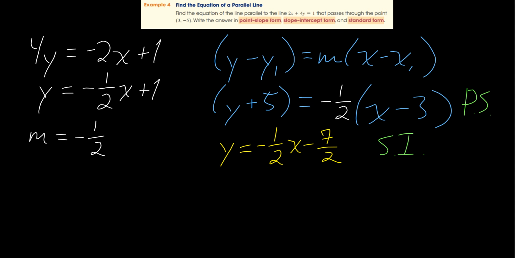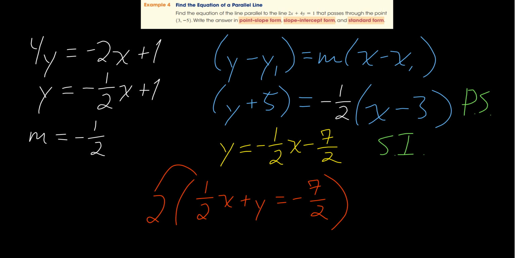So this would be 1/2 x plus y is equal to -7/2. And if you also recall, I need my coefficient on x to be a +1. So how do I get that to be a +1? Well, I multiply this entire problem by 2, and then distribute that 2 through in order to get everything to be a +1.